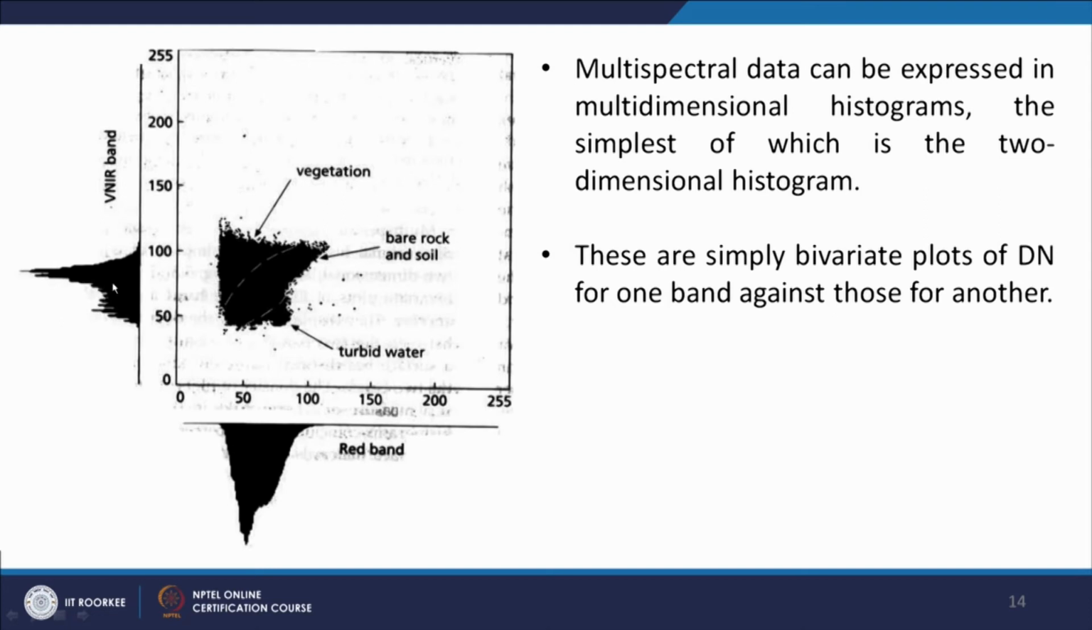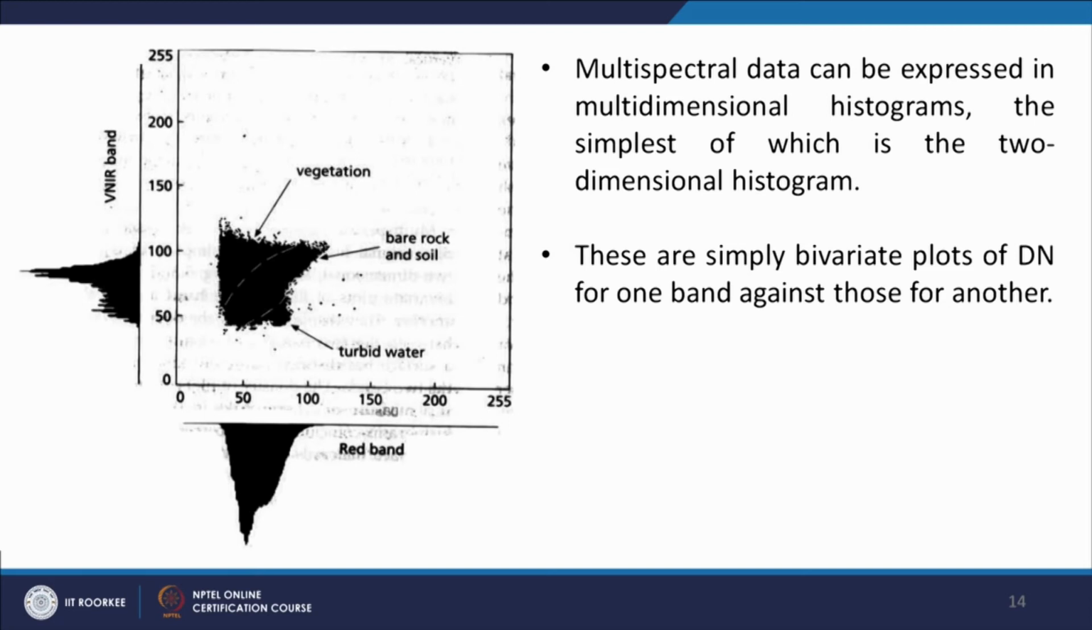So now the value which has, say, a pixel value of 100 in one band and a value of 50 in the red band would be plotted somewhere here. So instead of having bars, in a scatter plot you will have just a point which corresponds to the pixel values in both the bands present there.